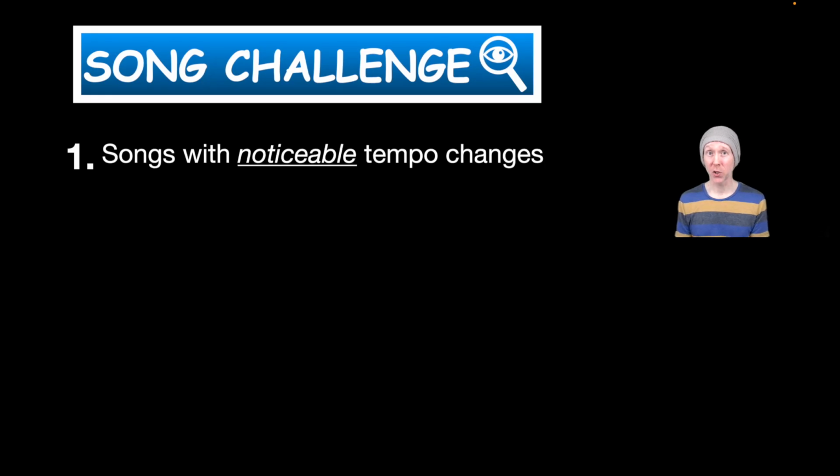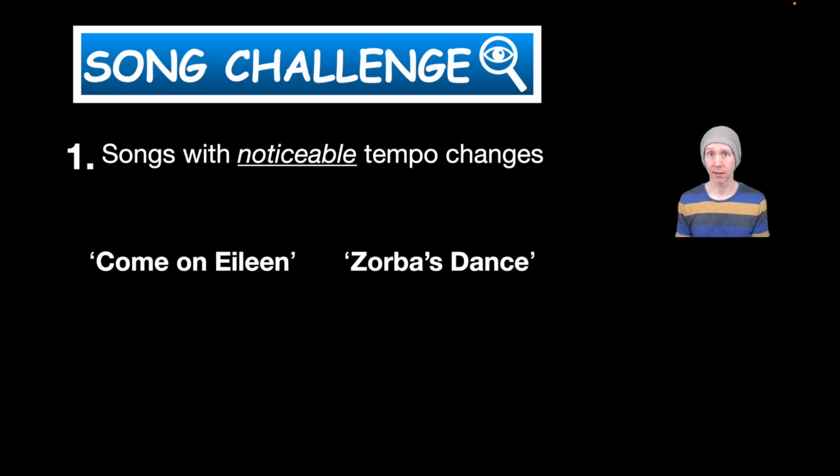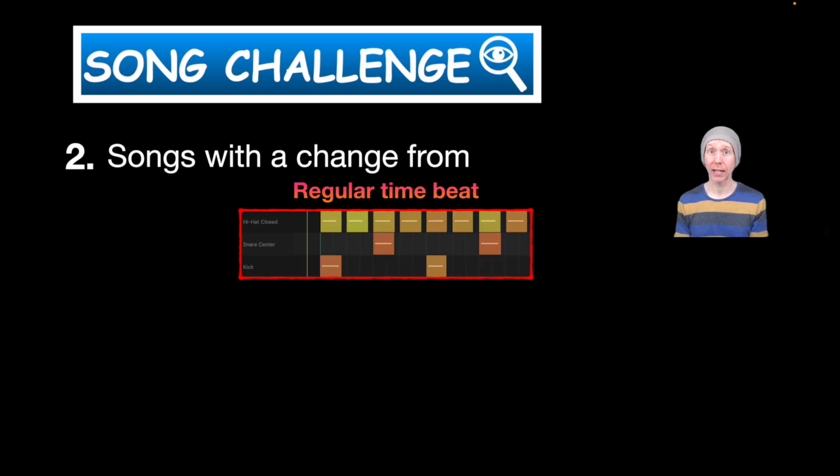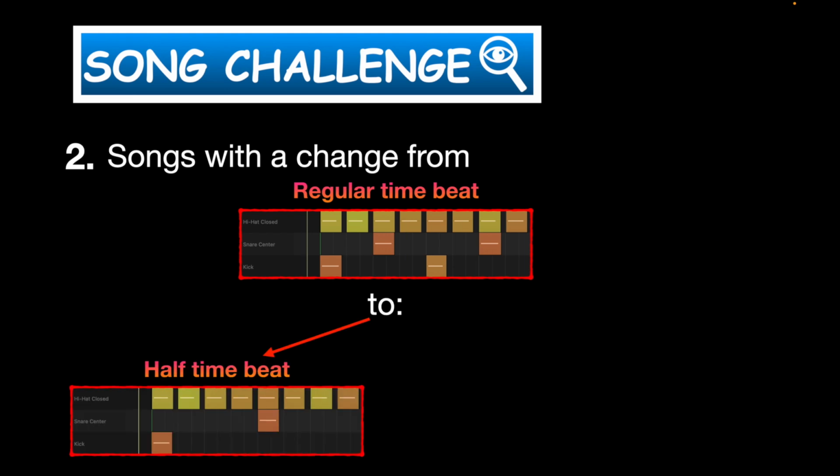Okay, time for today's song challenge. Today, I have 3 challenges for you. The first challenge is to think of songs that feature gradual tempo changes. By noticeable, I mean the tempo change is used as an obvious effect, like in Come On Eileen or Zorba's Dance. Keeping with the theme of tempo, the second challenge is to find songs that feature a shift from regular time to either half time or double time.